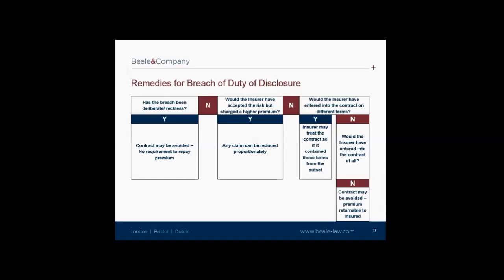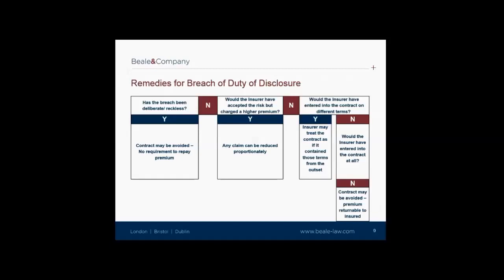In relation to box 2, if the insurer would have entered into the contract but only at a higher premium, the insurer may reduce the amount to be paid on a claim proportionately. For example, if the insurer can show that it had known about the non-disclosed risk, it would have charged a premium of £400,000 instead of £300,000. Claims paid by the insurer could be reduced proportionately by 25%.